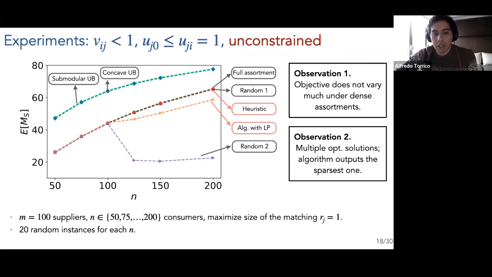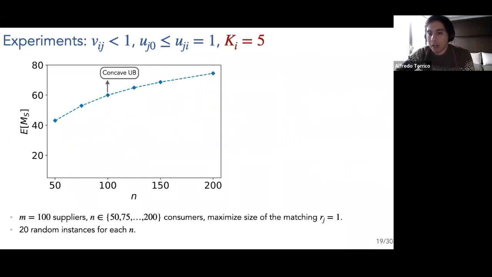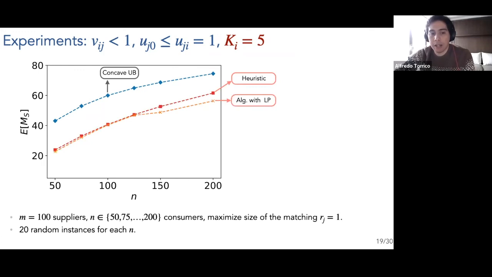Now I want to exemplify the cardinality constraint setting and how these budget constraints affect the quality of the outcome. Let's say that we limit the number of suppliers to be at most 5. This is a hard regime, meaning that consumers value leaving more than staying. Again, we have this concave upper bound, our heuristic, and our algorithm. As you can see, again, we have this phase transition after around 125. That is also because of the objective that we're using in our linear programming formulation.